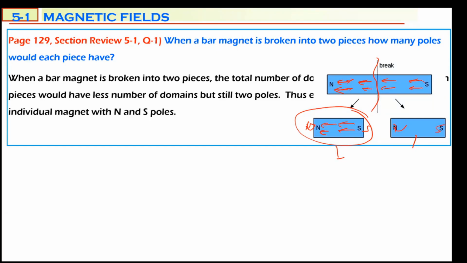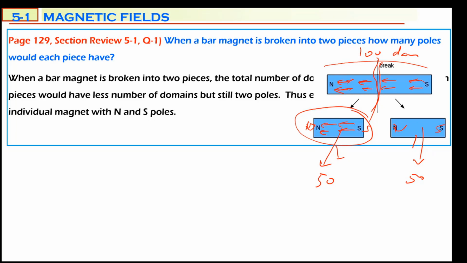The only thing that happens in here is this. Assume that initially, before breaking them, there are, I'm just giving a random number, 100 domains in the same direction. When we break them into two pieces, one piece will have 50 domains in the same direction, and the second will have 50. As you see, when you break them into pieces, the number of domains in each piece will decrease. The number of domains determines what? The strength of the magnetic field. So the number of domains in the same direction determines the strength of the magnetic field.